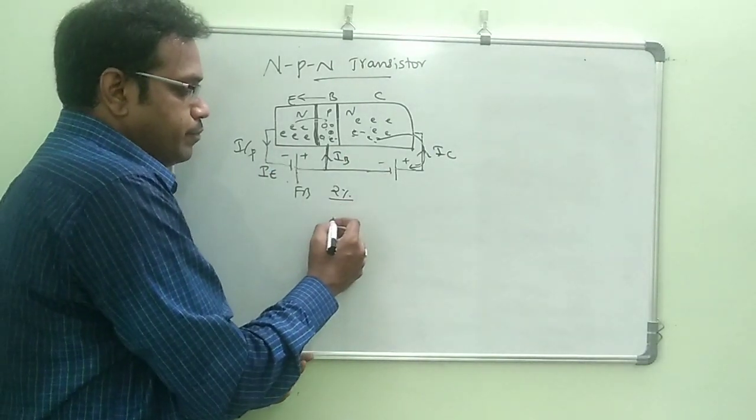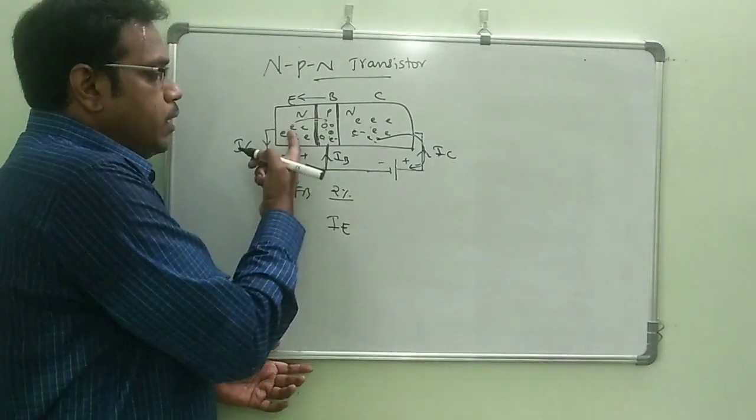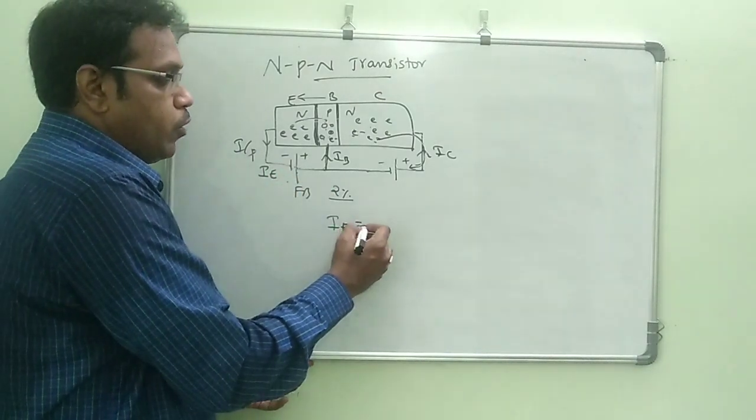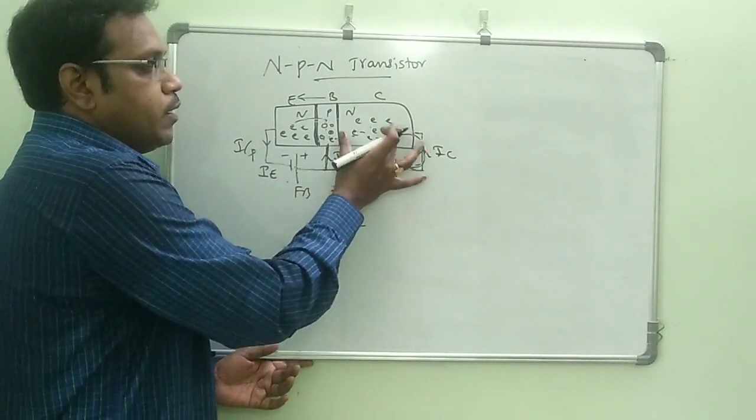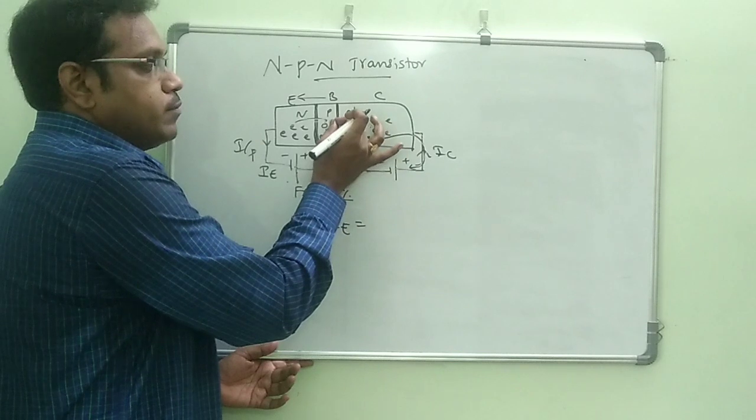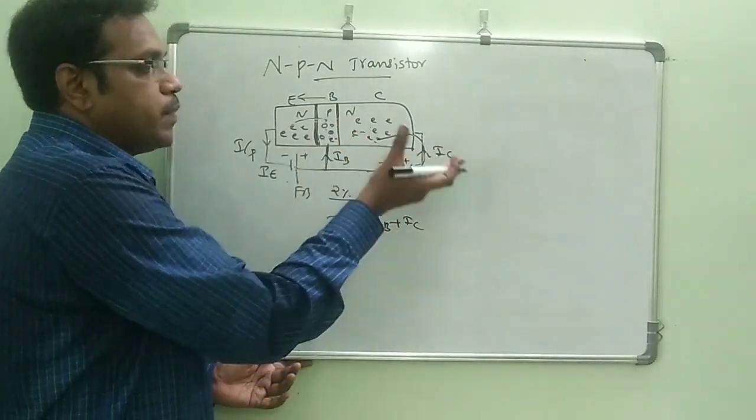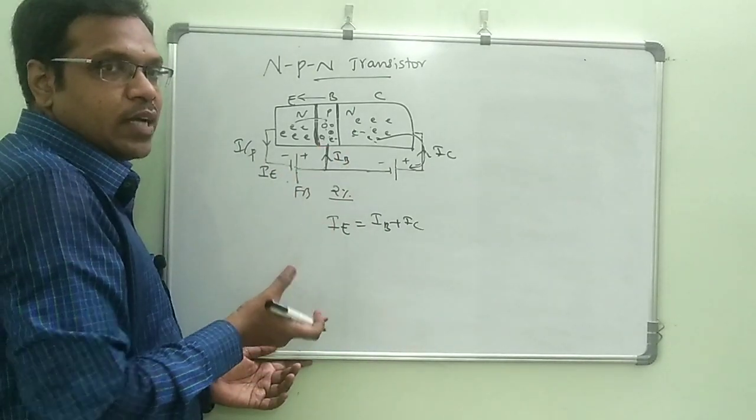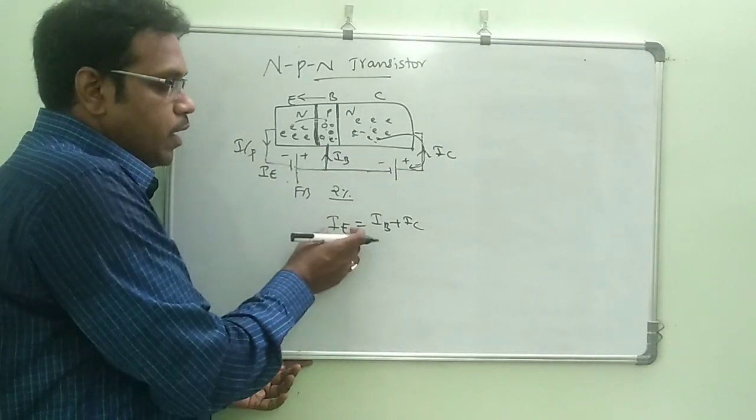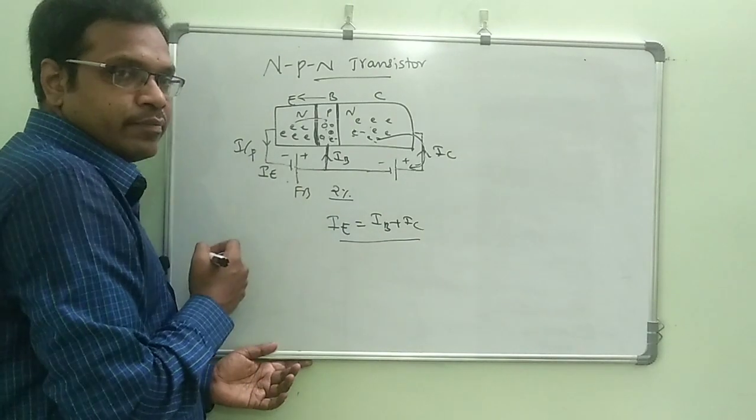And using Kirchhoff's law, IE is equal to, how many currents are coming here? Two currents are coming, IB plus IC. So Kirchhoff's law is maintained here. It's proved, charge is conserved. So IE is equal to IB plus IC.